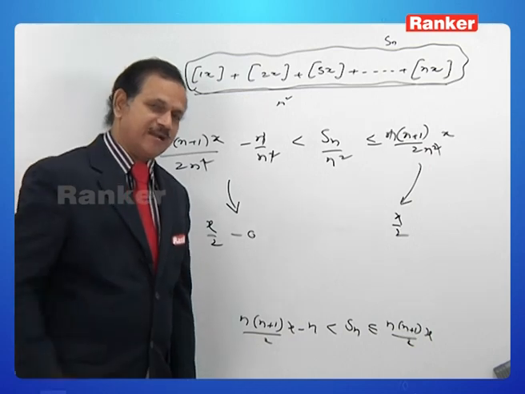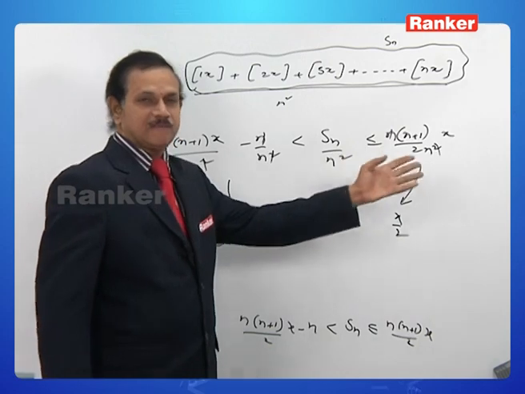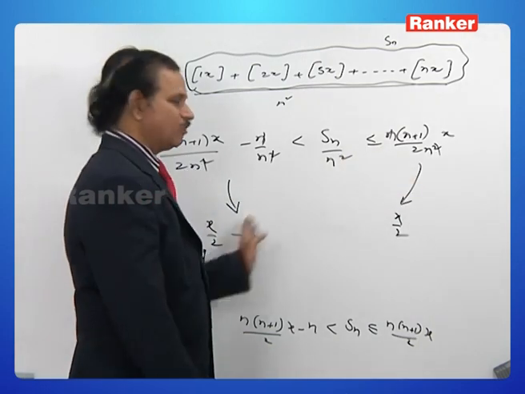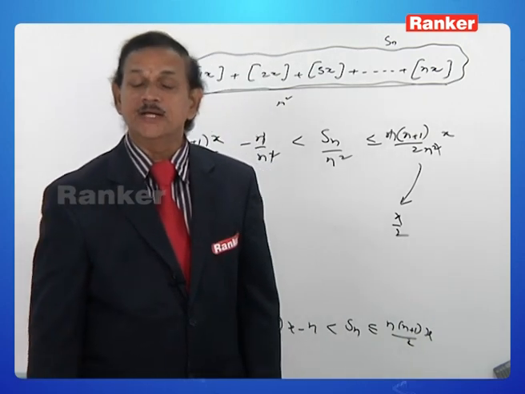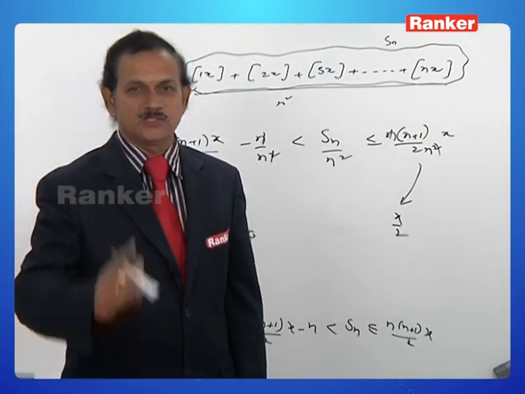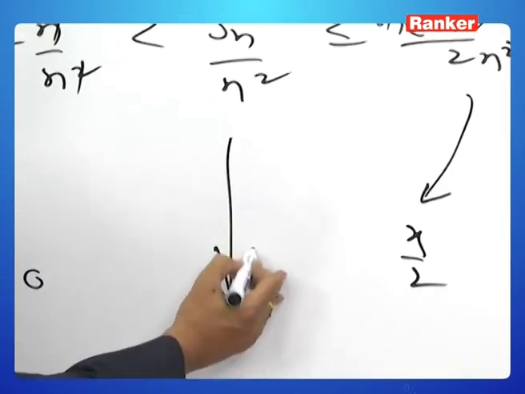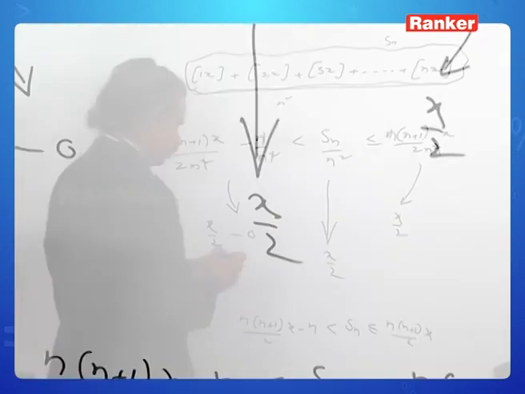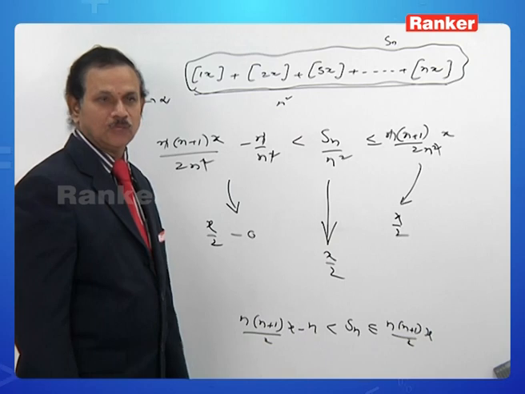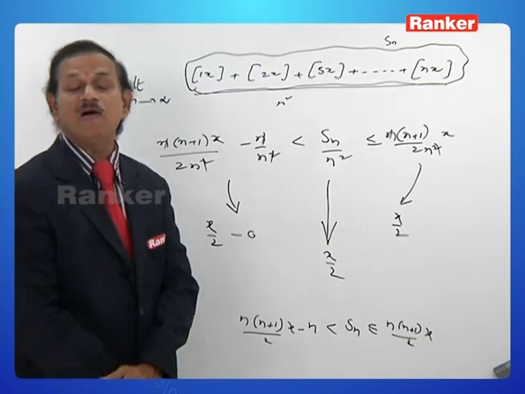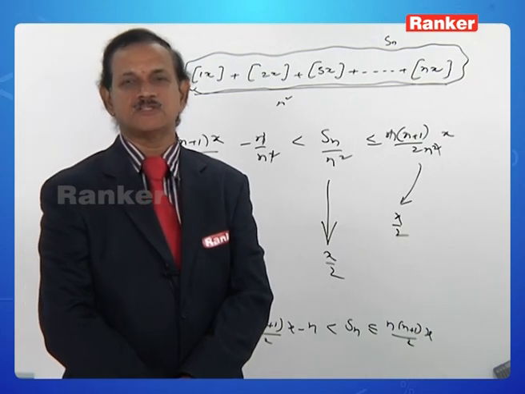Recall the statement of the sandwich theorem: f of x less than or equal to g of x less than or equal to h of x. The first one and the last one, namely f of x and h of x, tend to the same limit. Then the middle function should also tend to the same limit. Therefore, this also must tend to x by 2, and thereby you have the answer as x by 2. This is the direct usage of the sandwich theorem, a beautiful application of it.